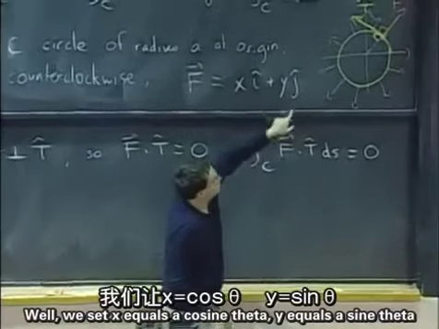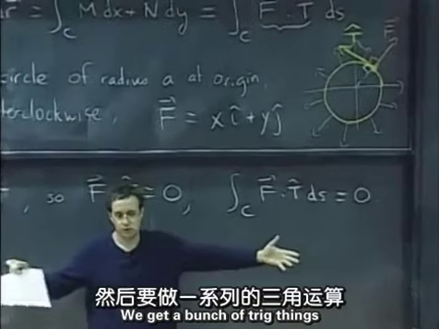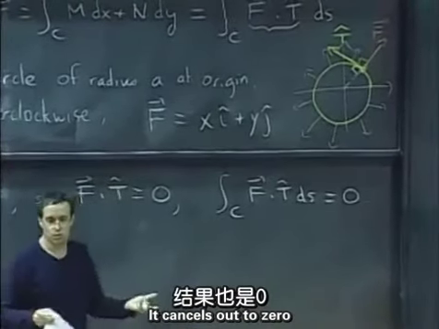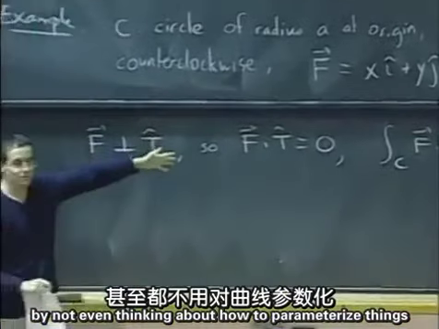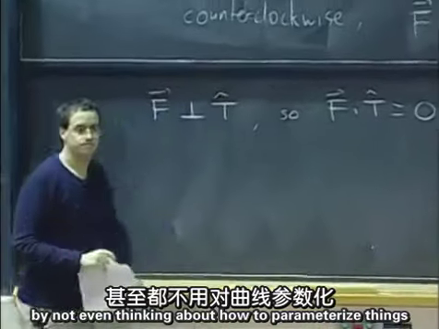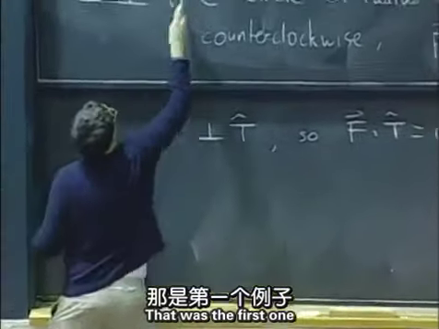What do we do? Well, we set x equals a cosine theta, y equals a sine theta. We get a bunch of trig things. Oh, it cancels out to 0. It's not much harder, but we saved time by not even thinking about how to parameterize things. Let's just do a last one. That was the first one.